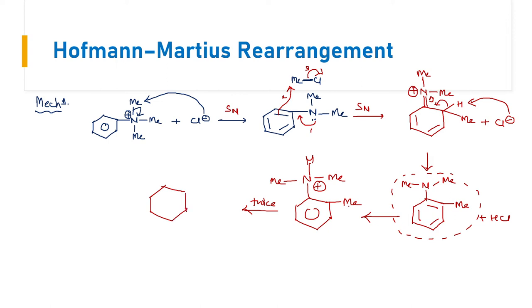If you do this reaction twice, you will be getting... So one ortho position is occupied, now one ortho and one para are left. So you will attach a methyl group at an ortho and para position and you will get NH3 positive Cl minus. Done, the Hofmann-Martius reaction is complete.